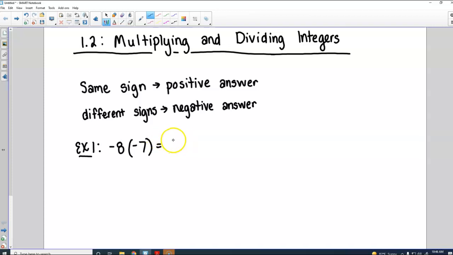Okay. Do we have same signs or different signs? Same signs. 56. Good. Which is the opposite of adding, right? If we were adding -8 and -7, we would get a negative answer. But with multiplying, negative times negative is going to give us a positive. So it'll be 56. All right.